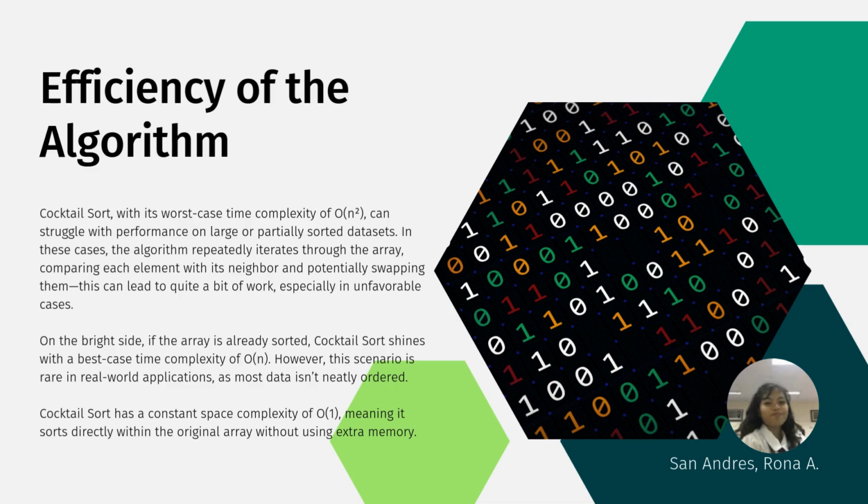Moreover, the best case time complexity is O(n) if the array is already sorted. However, it is a rare case, since most data implemented in real-life computations are not sorted. And the space complexity is O(1), meaning it is constant. The algorithm sorts the array in place without using any extra memory.